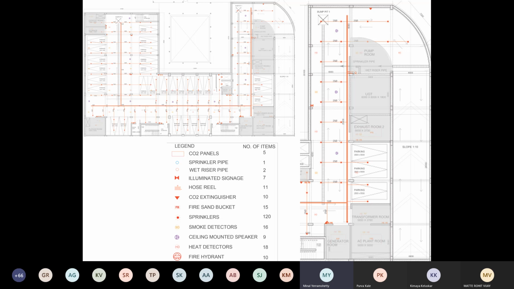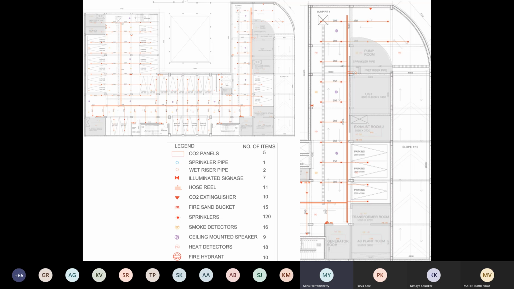A hose reel in a building is generally on the wet riser, where your hydrant will be. The hose reel will be there. So I cannot show a hose reel independently. It will always be accompanied with a hydrant. Then I have CO2 extinguishers. So along with the CO2 panel, I will also have to give CO2 extinguishers in all the rooms.